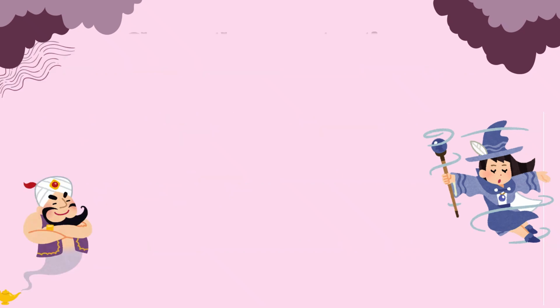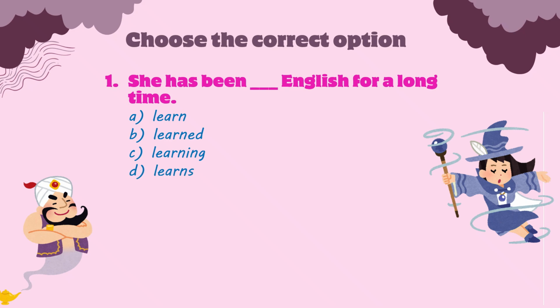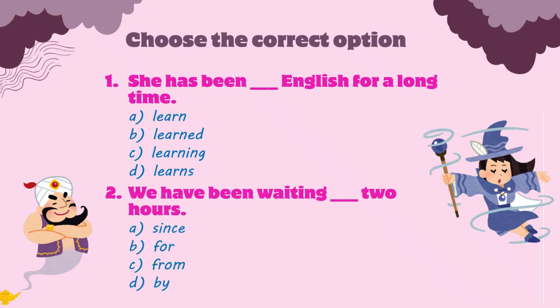Choose the correct option for the given sentences. Number 1. She has been dash English for a long time. The options are learn, learned, learning, learns. Number 2. We have been waiting dash 2 hours. Since, for, from, or by.